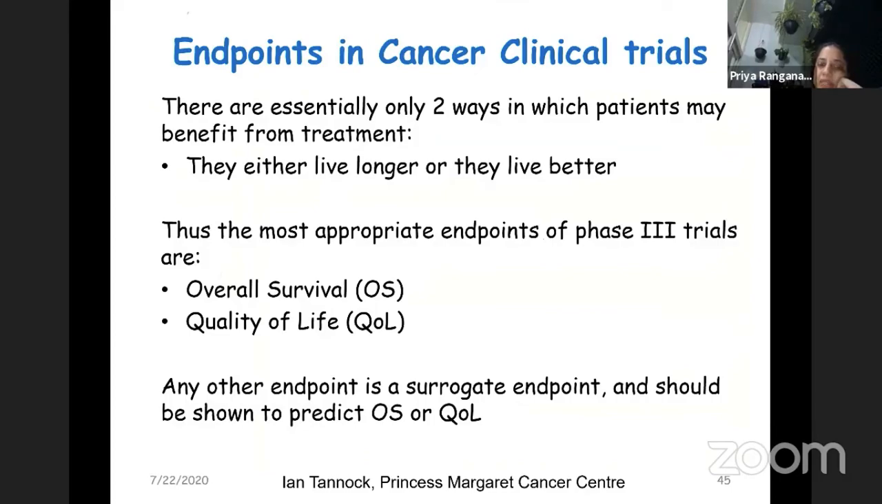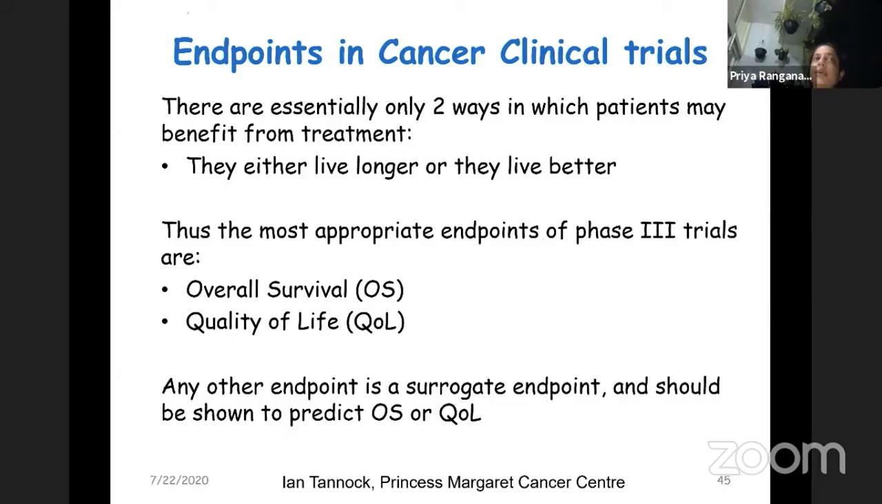Now I'm going to paraphrase Professor Ian Tannock from Princess Margaret. He's a well-known oncologist, and this is what he has to say. He says there are essentially only 2 ways in which patients may benefit from oncological treatments. Either they live longer or they live better.